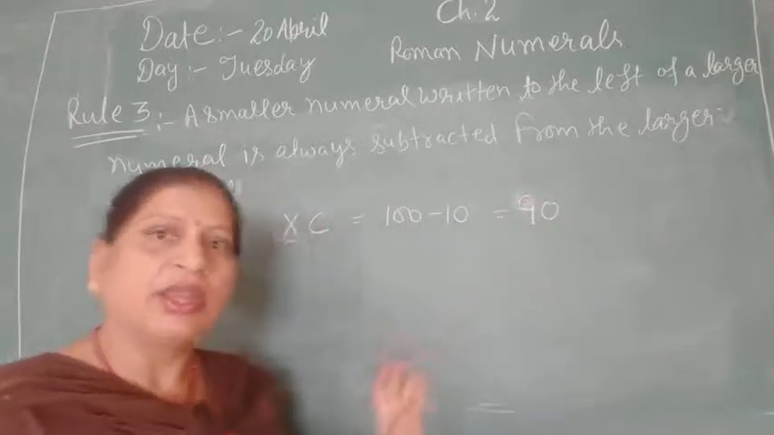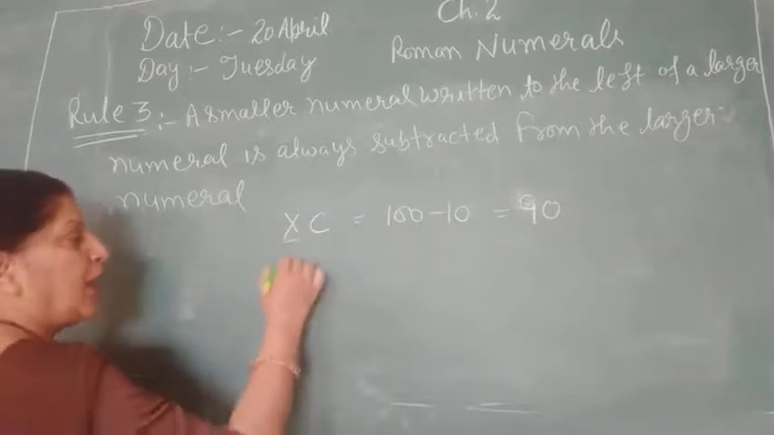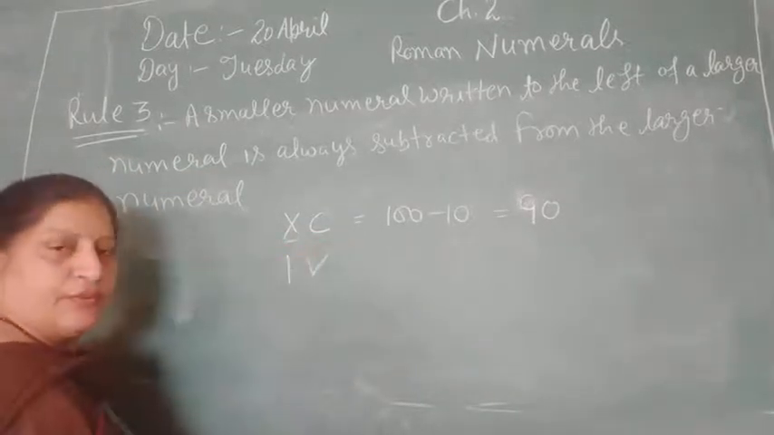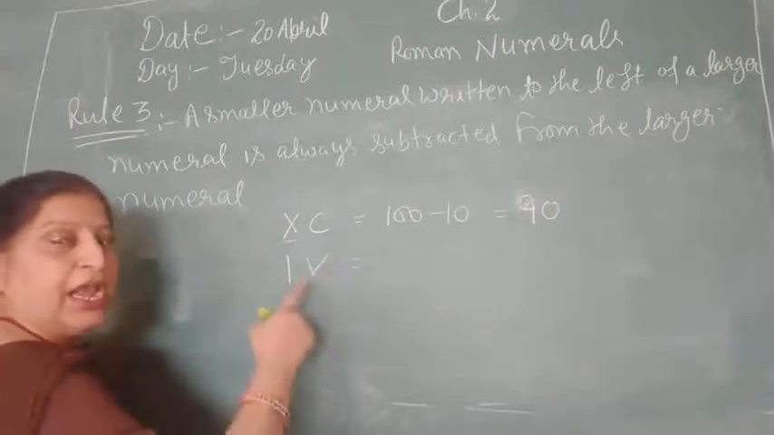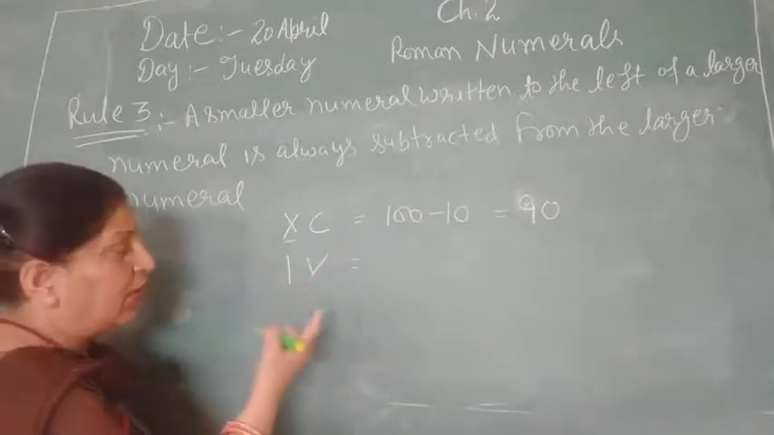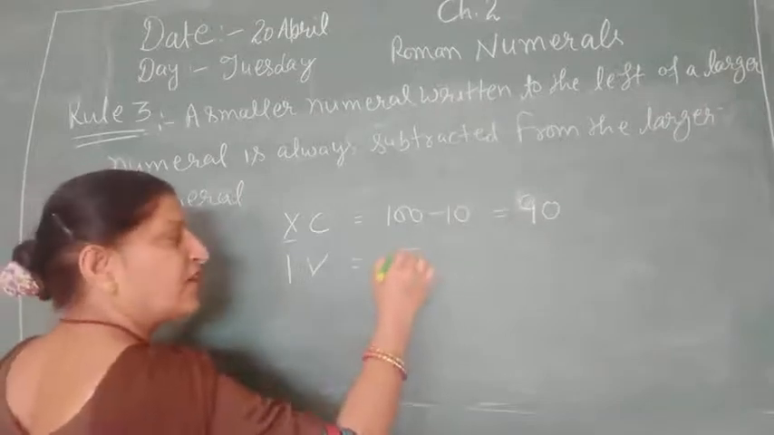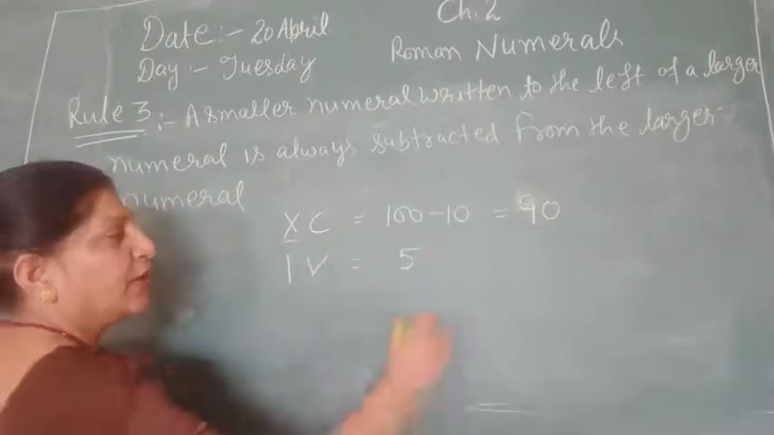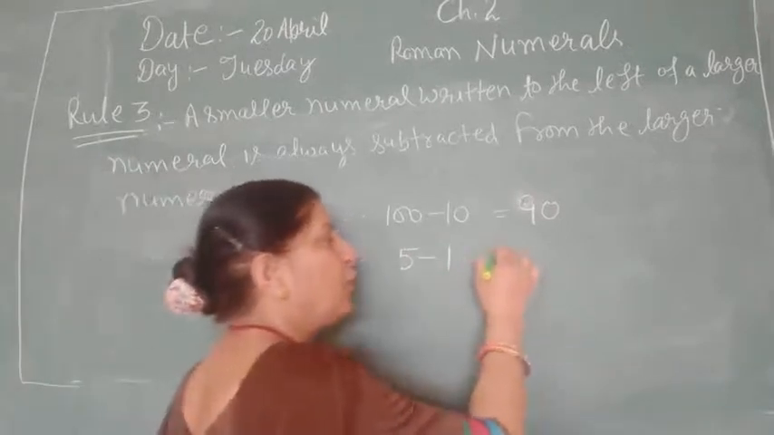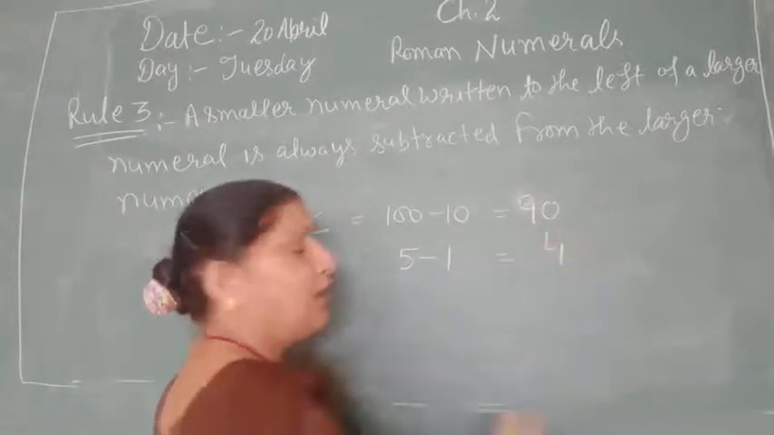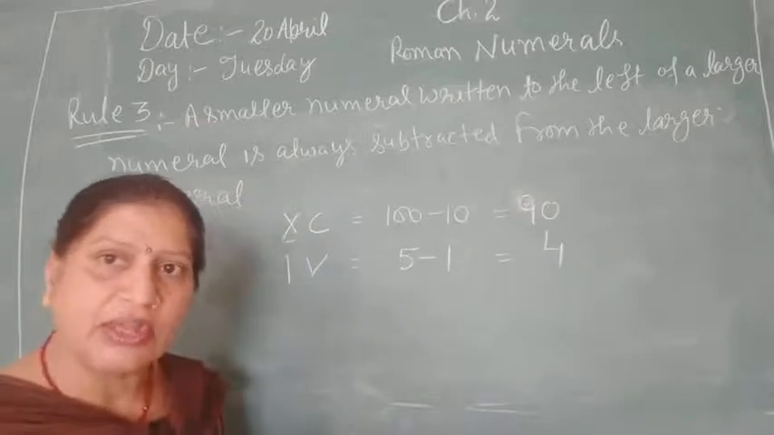Clear this one? Now we take one more example, IV. Here I is used for 1 and V is used for 5. First we write 5, then we subtract 1 from it, and after doing this we get the number 4. Clear this one?